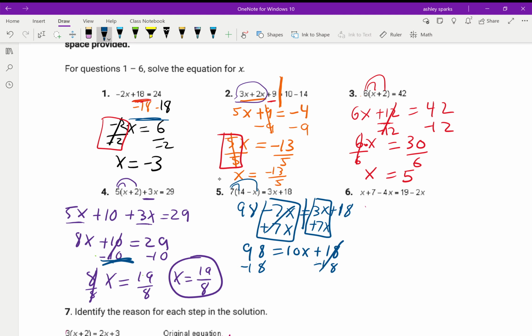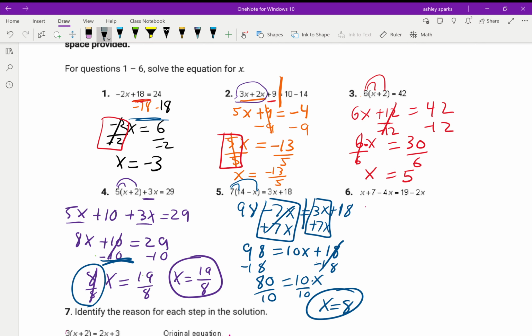Goes away. I get 10x over here equal to 80. Sweet. And then my last step, just like here, when I have multiplication, so this is multiplied by 10x, I'm going to divide it out. So x equals 8 as my final answer.